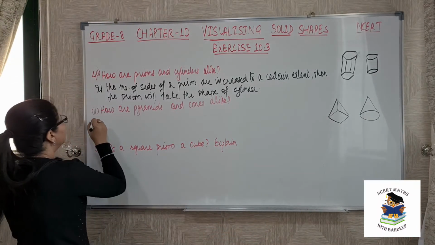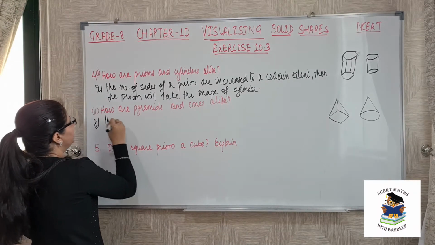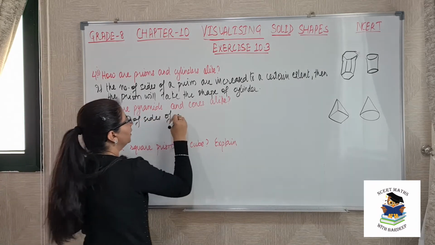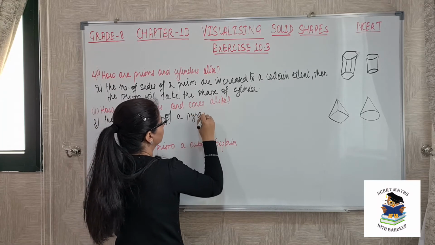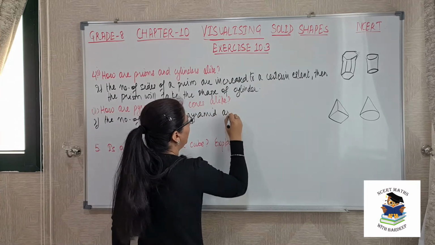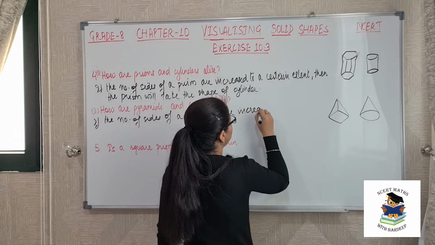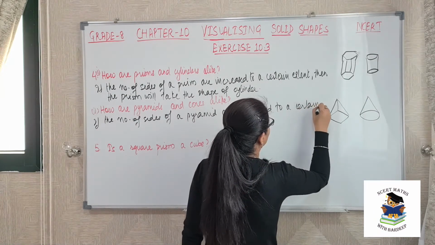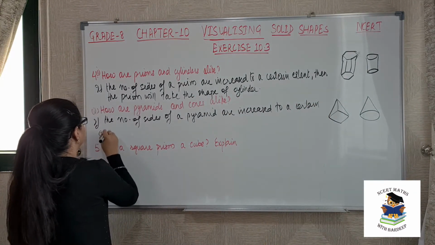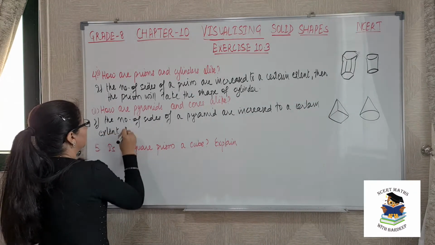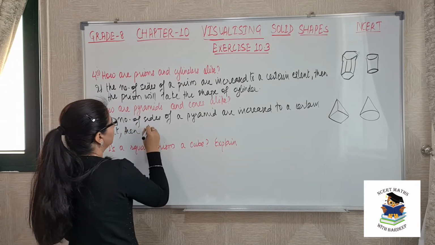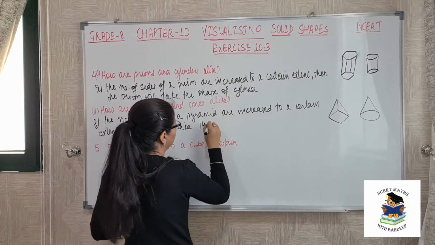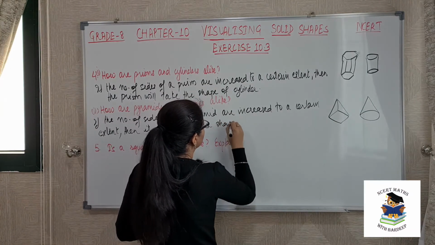So we will write the same thing: if the number of sides of a pyramid are increased to a certain extent, then it will take the shape of a cone. I hope this is clear.